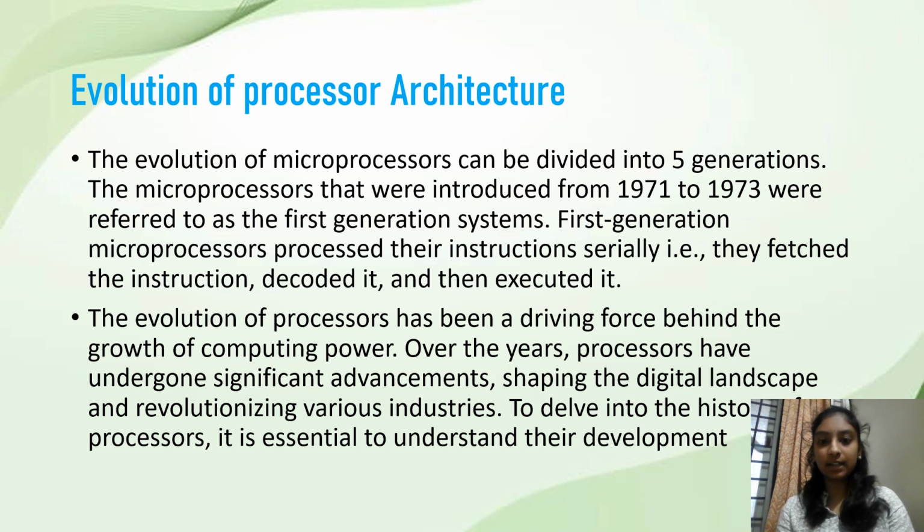Evolution of processor architecture. The evolution of microprocessors can be divided into 5 generations. The microprocessors that were introduced from 1971 to 1973 were referred to as the first generation systems. First generation microprocessors produced their instructions serially. They fetched the instruction, decoded it, and then executed it.